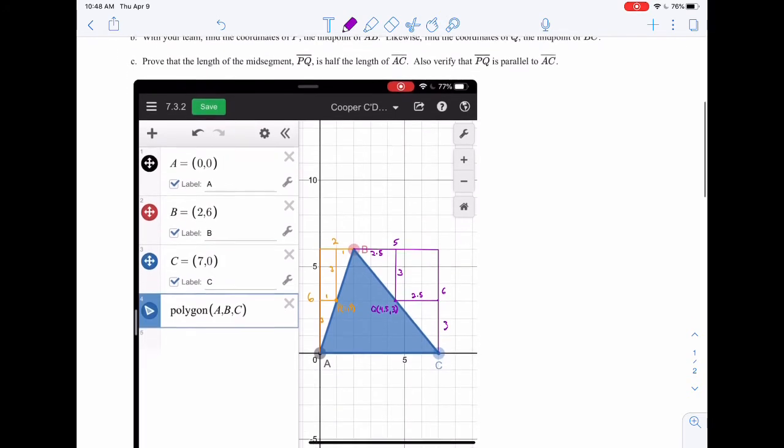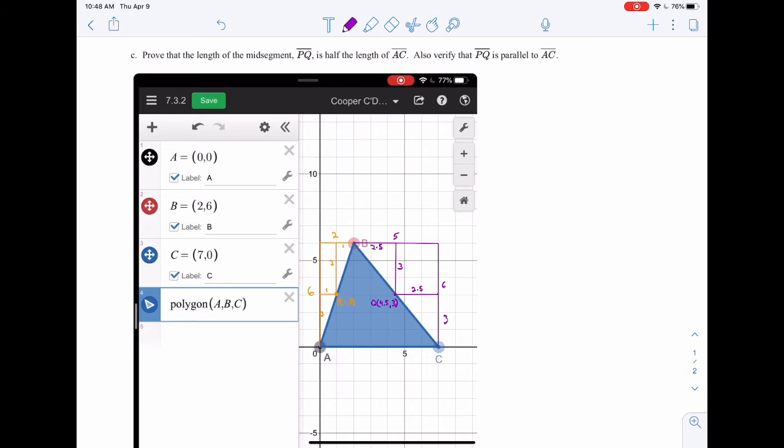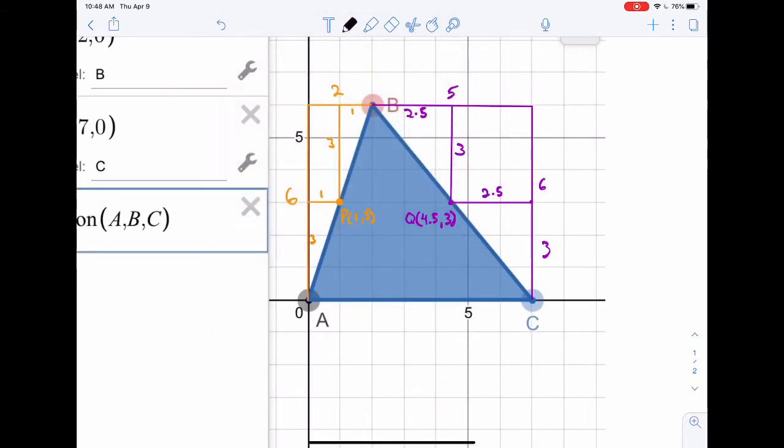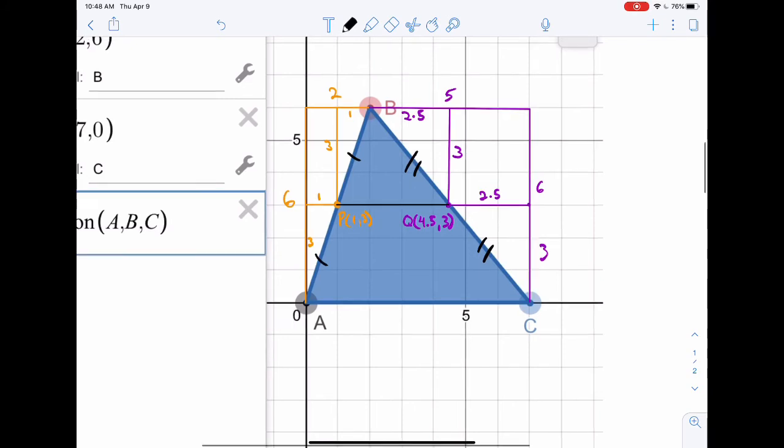Letter C. Prove that the length of the mid-segment PQ is half the length of AC. Also verify that PQ is parallel to AC. All right, well, let's draw our mid-segment PQ. And we can go ahead and place tick marks showing that those segments on each side of each midpoint are congruent. And so we want to prove that PQ is half the length of AC and is parallel to AC.